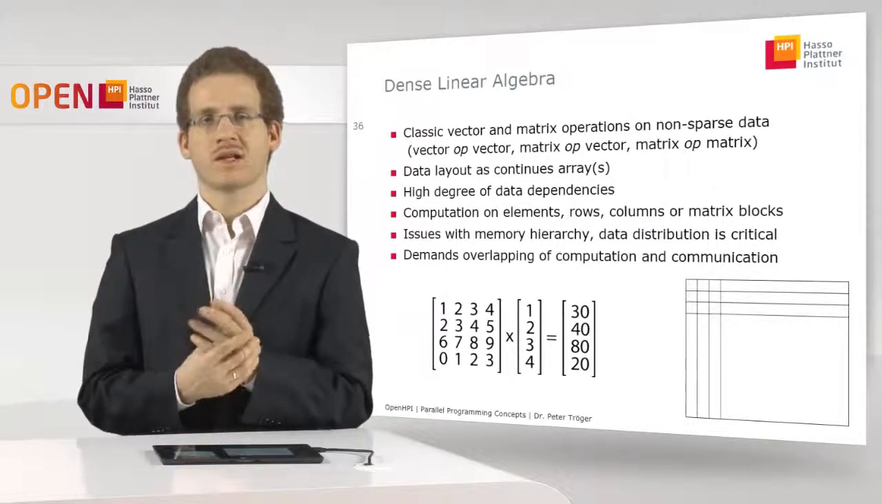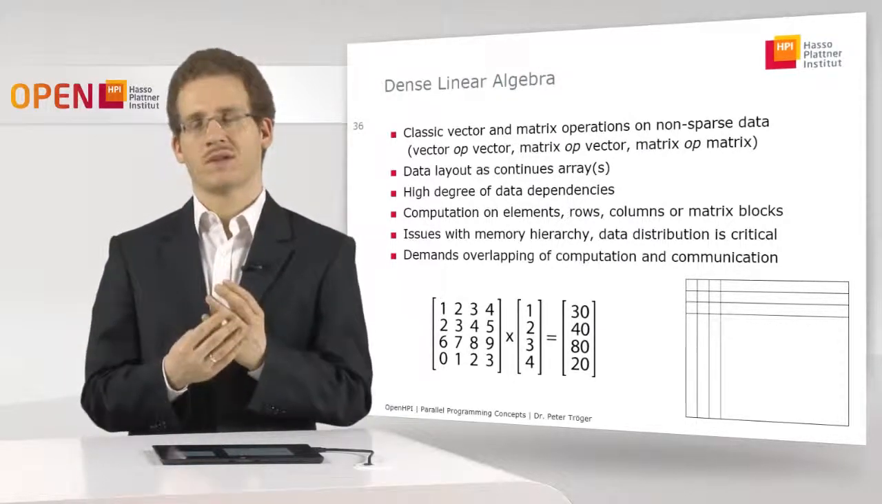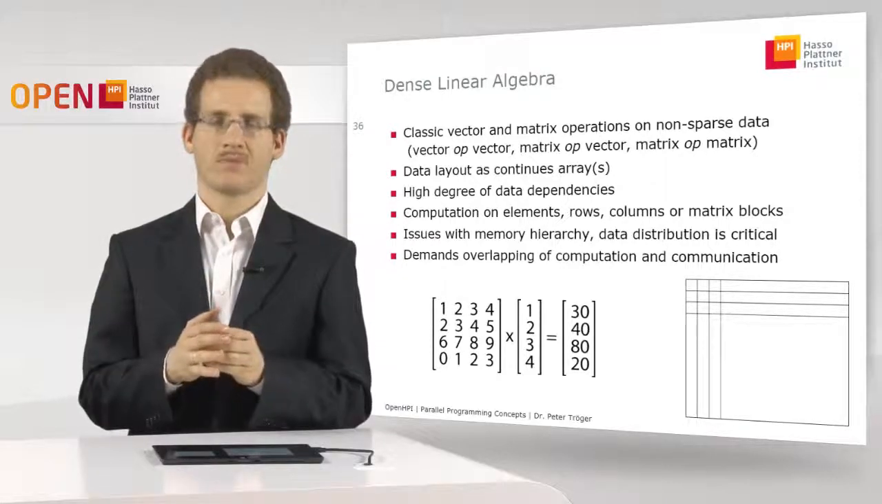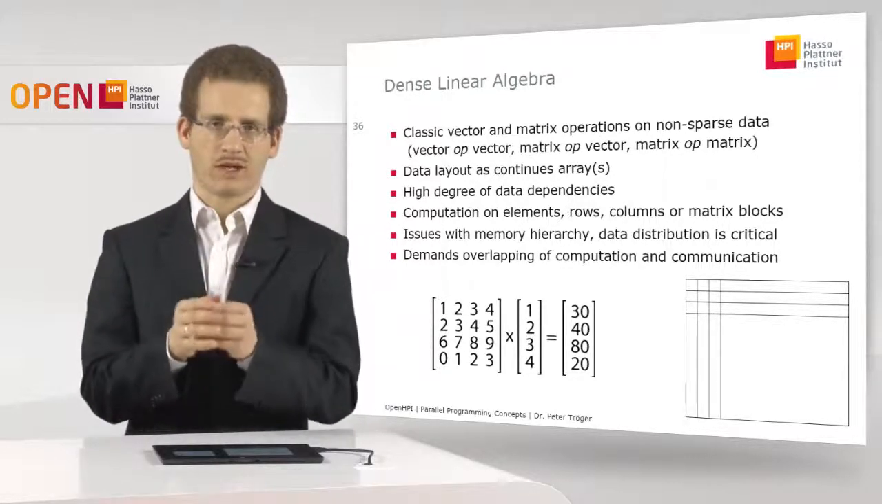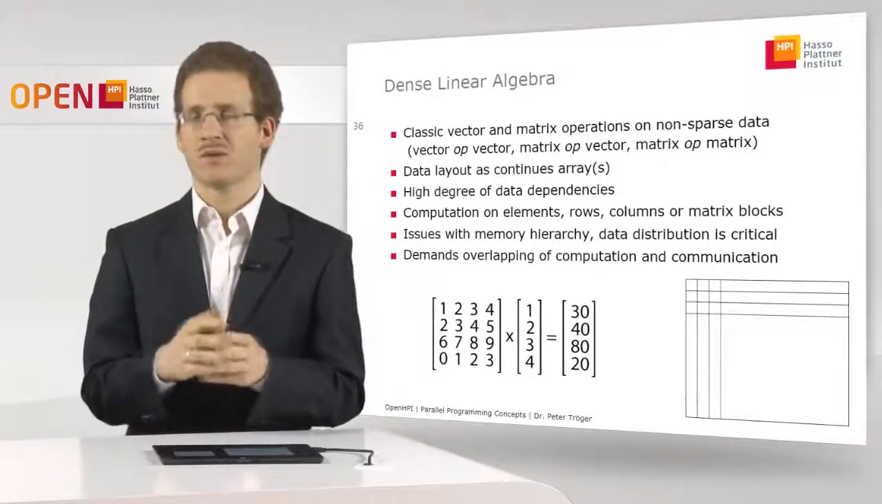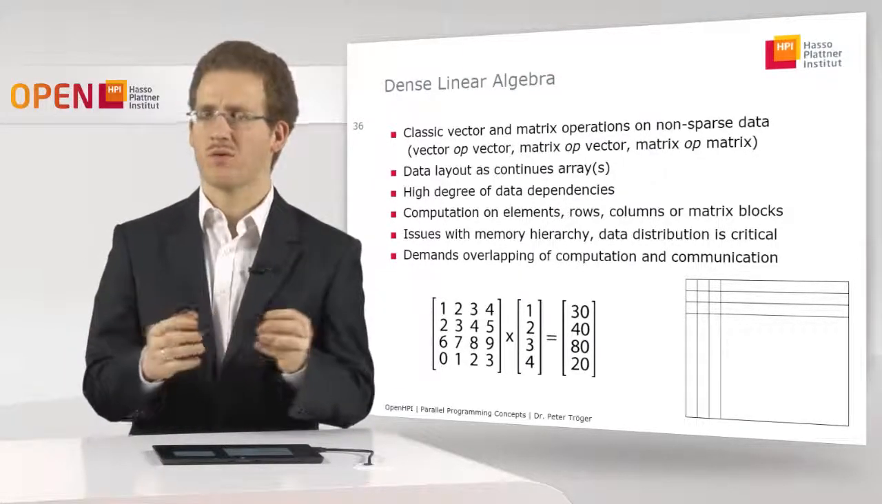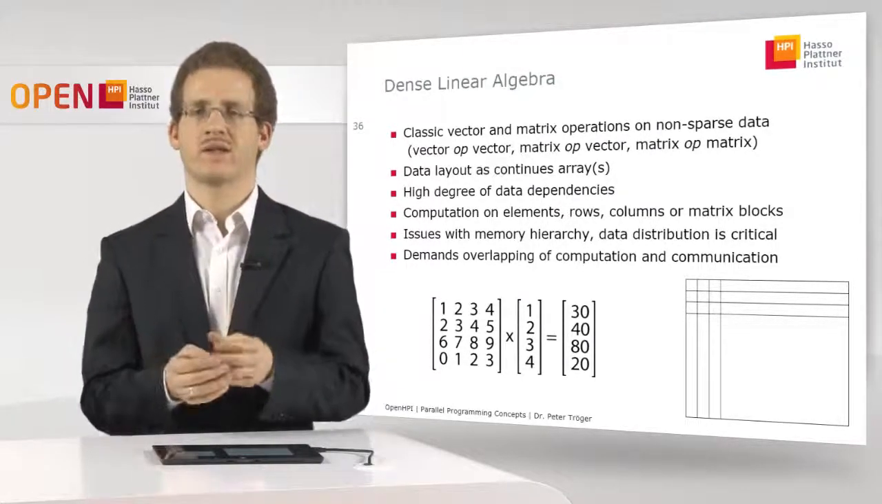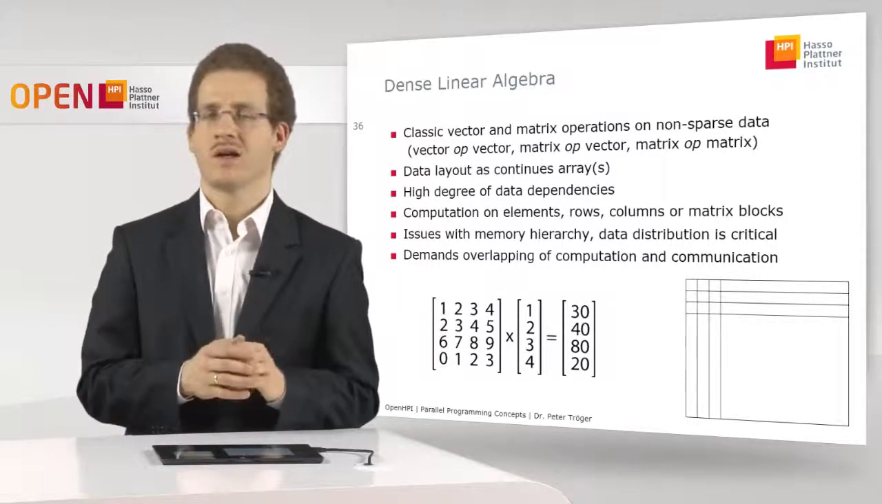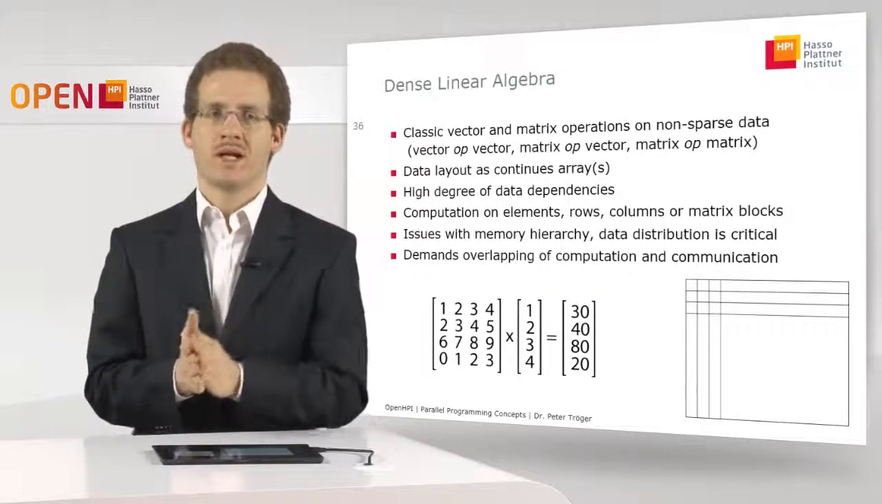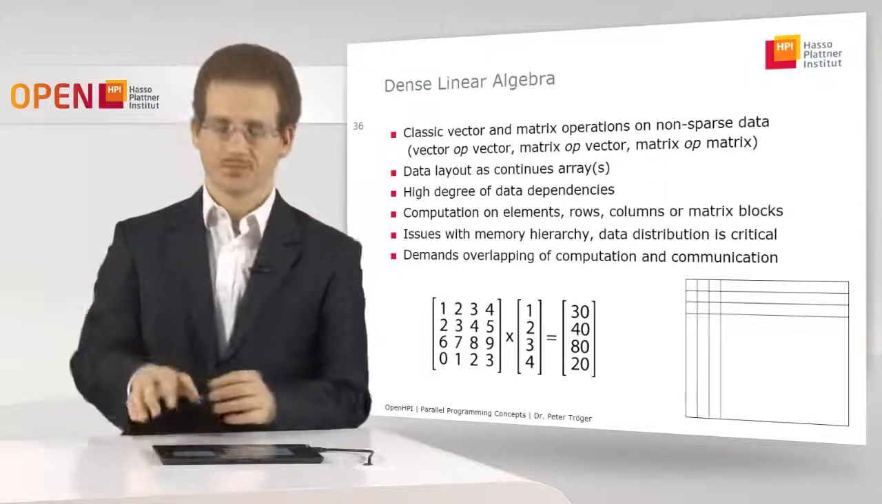And the nature of the data is non-sparse. So this leads to the fact that you have a lot of data dependencies. So you have a lot of problems with respect to data distribution. You can't really summarize parts of the data or compress them or express them in a different way because it's non-sparse. And therefore you have to deal with that fact in your parallelization strategy.